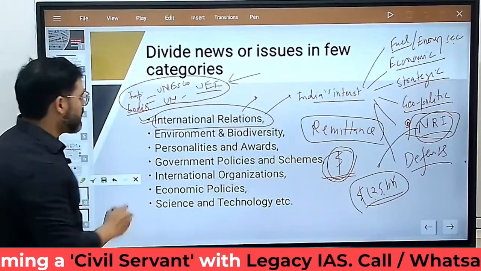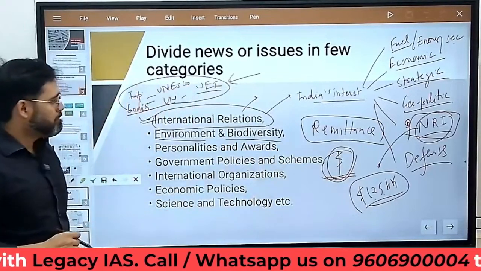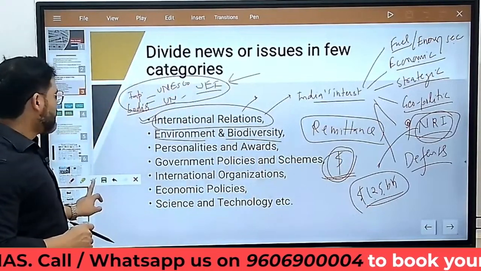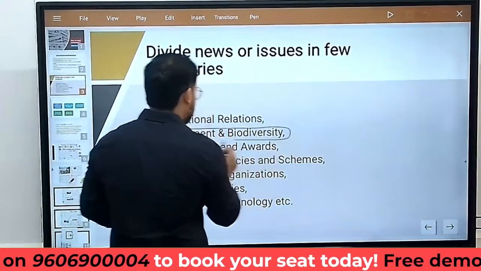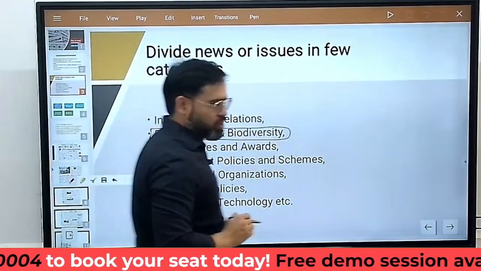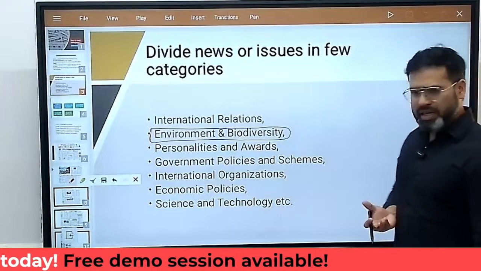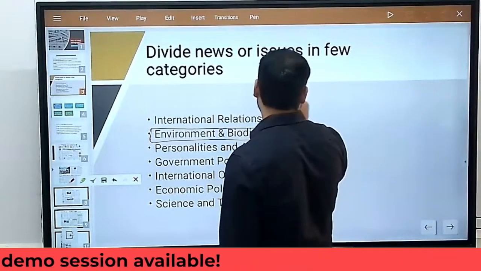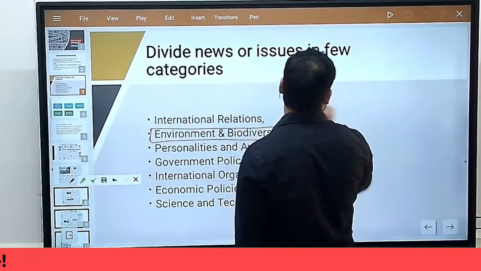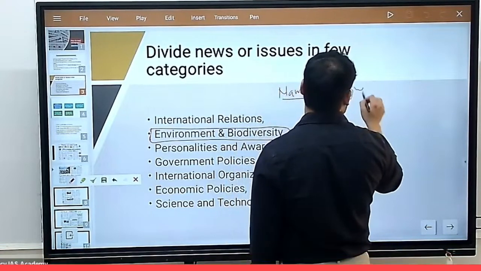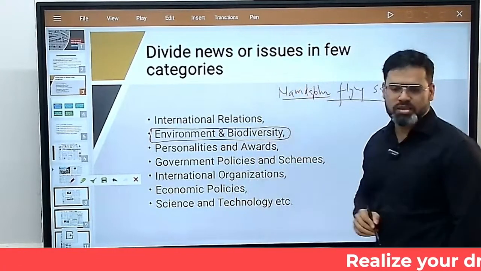The second most important area will be environment and biodiversity. So environment and biodiversity, this you will get in The Hindu because The Hindu covers it better. Like for example, in today's newspaper, if you see, the news is regarding another flying squirrel. इसके बारे में था. It was visible actually.